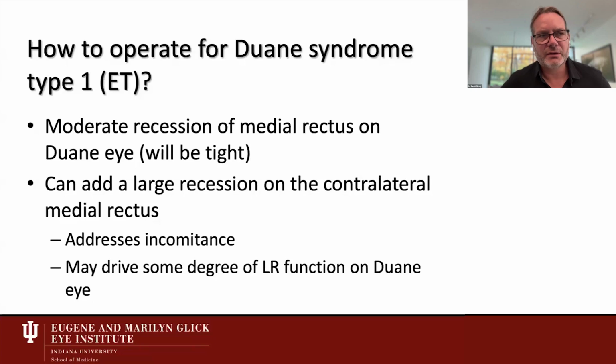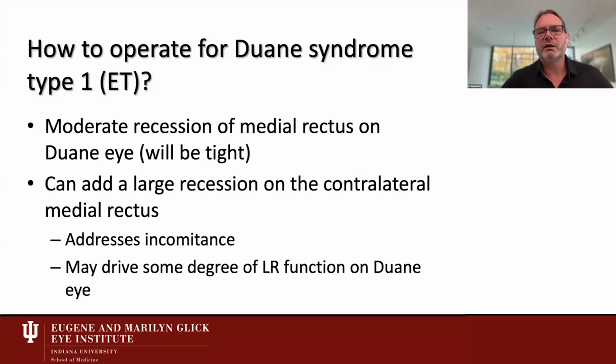Well, usually, why are you doing surgery for Duane syndrome? Usually because they've got a head turn from the eye being kind of restricted, esotropic, or they've got manifest esotropia in the primary position. And you can usually safely and predictably just do a moderate recession on the Duane's side medial rectus. And it'll be tight, but it seems like about a 5mm recession will usually correct your head posture and align the eye.